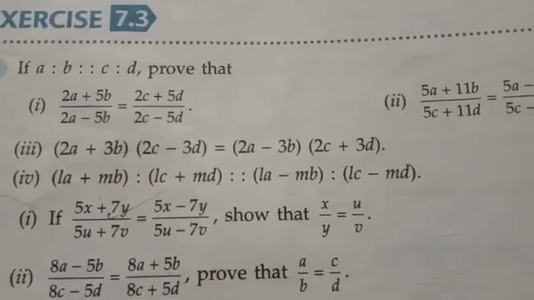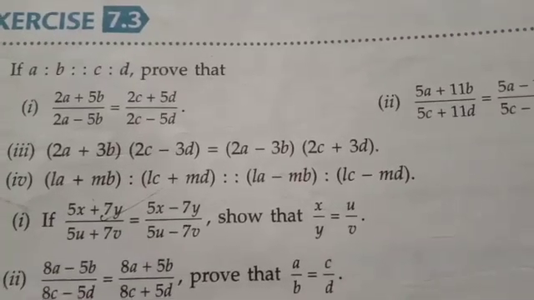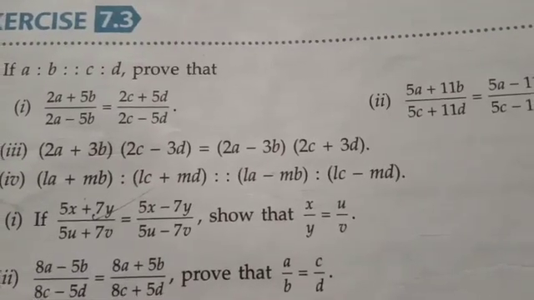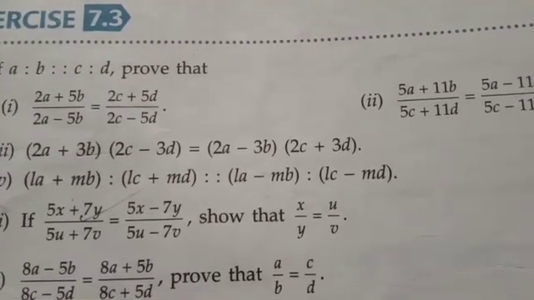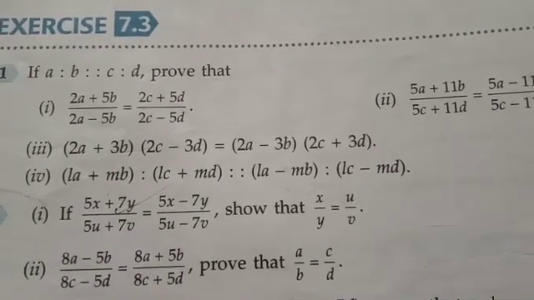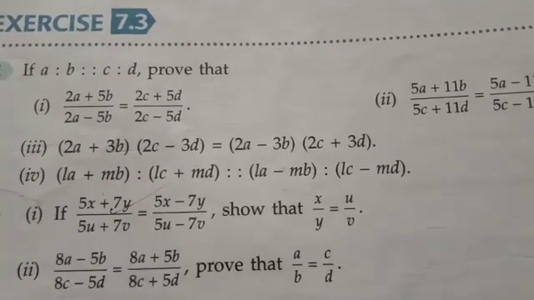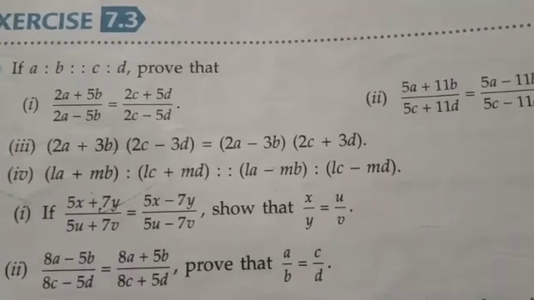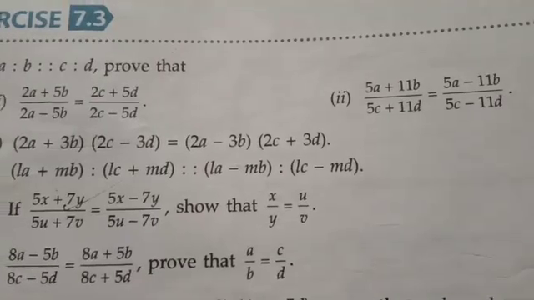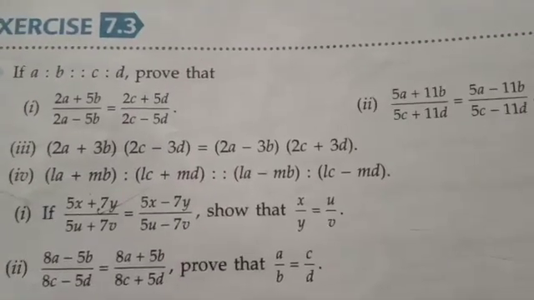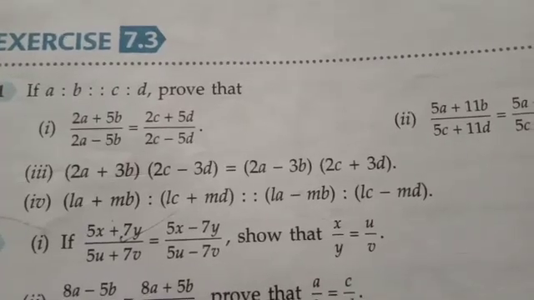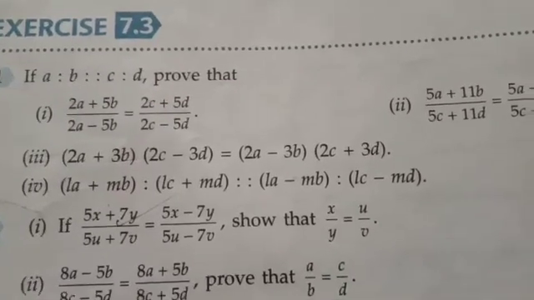Third question also same process: (2a plus 3b) whole into (2c minus 3d) is equal to (2a minus 3b) into (2c plus 3d). Fourth one, that is the last part of number 1: (la plus mb) divided by (lc plus md) equal to (la minus mb) divided by (lc minus md). Just see how to solve. For this question, a by b equal to c by d is given, and you have to solve this one by one. Just see how to solve.